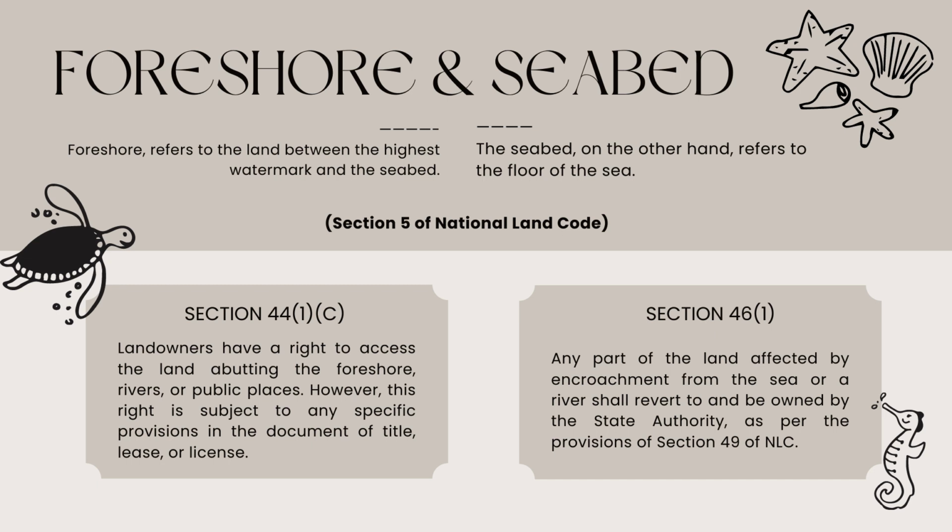Seabed. So foreshore refers to the highest watermark and the seabed, and seabed means the floor of the sea. So Section 44, Section 1C, landowners have a right to access the land abutting the foreshore, rivers or public places. And Section 46(1) regarding the submergence of the sea: any part of the land affected by the encroachment from the sea or a river shall revert to the authority.